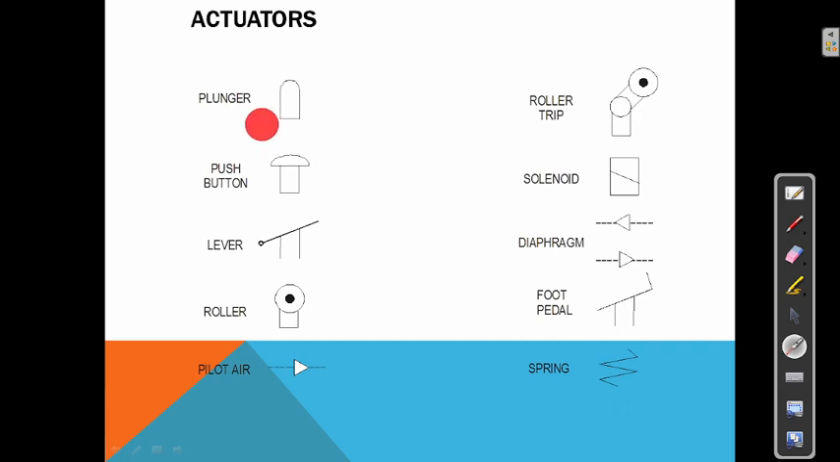These are the types. First one is plunger and push button, lever, roller, pilot air and roller trip, solenoid, diaphragm, foot pedal and spring.